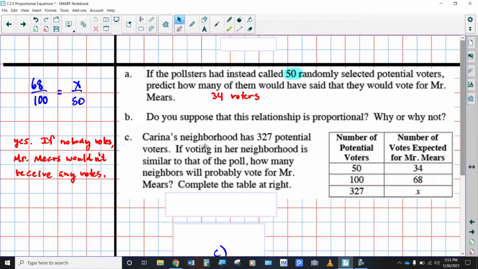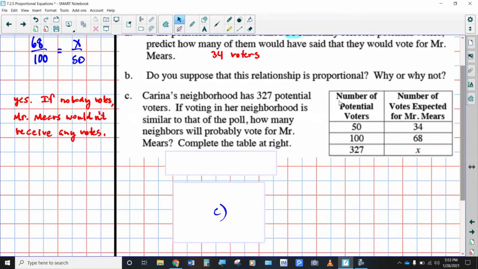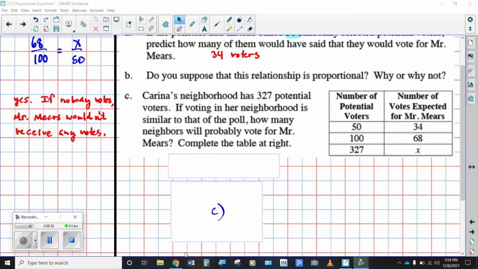So Karina's neighborhood has 327 potential voters. If voting in her neighborhood is similar to that of the poll, how many neighbors will probably vote for Mr. Mears? So I'd like for you to pause the video, copy down this table at the right, and then use your proportional reasoning to solve for X. Go ahead and pause until you get that done, and then unpause so you can see the reveal.